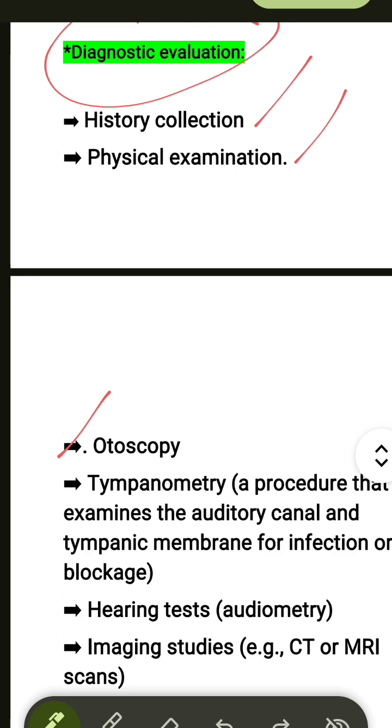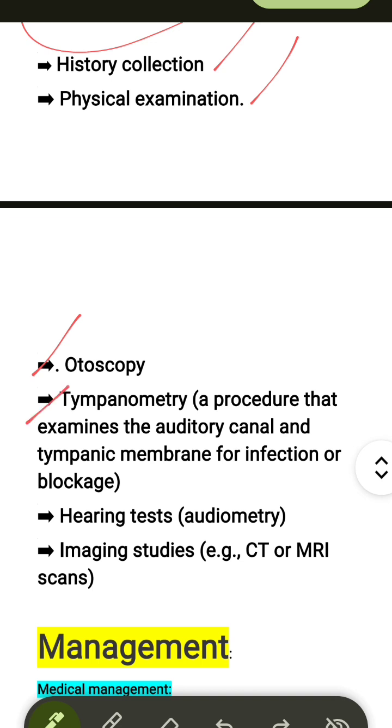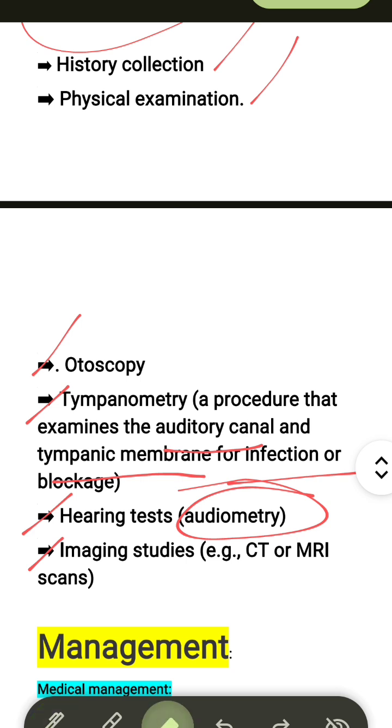Otoscopy. Next is tympanometry. Tympanometry is a procedure that will examine the auditory canals and tympanic membranes for infections or blockage. Next we require audiometry, which is a hearing test. And next, imaging studies, for example CT scan and MRI scan. These tests we have to do.